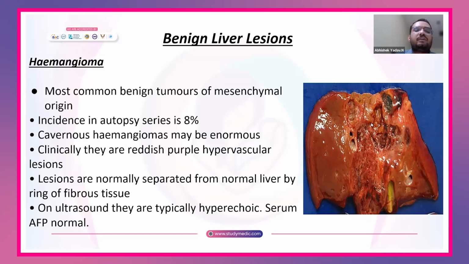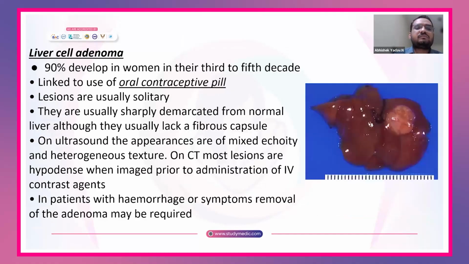The diagnosis is made on ultrasound as an incidental finding, which is typically hyperechoic in nature, and the serum AFP levels will be normal. That's how we differentiate the other benign liver mass lesions from hemangioma.